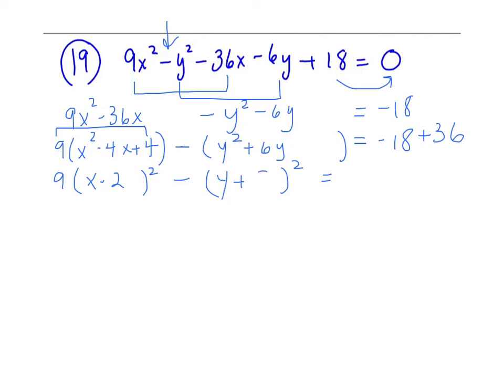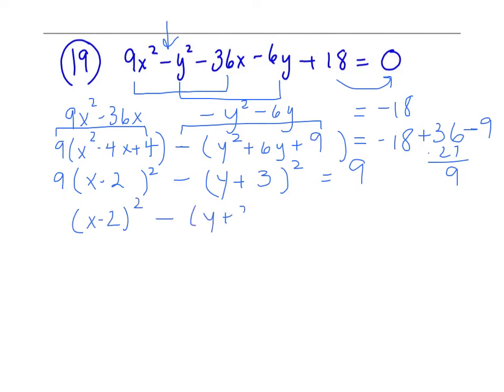I have y plus 3, and I'm going to square that. And that's going to give me plus 9, but it's not plus 9, it's really minus 9. So I'm going to get 36 minus 27, which is, I have no idea, 9? Yeah, 9. Lovely, 9. So then I'm going to divide everything through by 9, and I'm going to end up with x minus 2 quantity squared minus y plus 3 squared equals 1. This will be over 9, and this will be over 1.